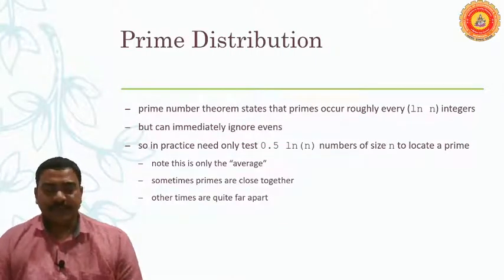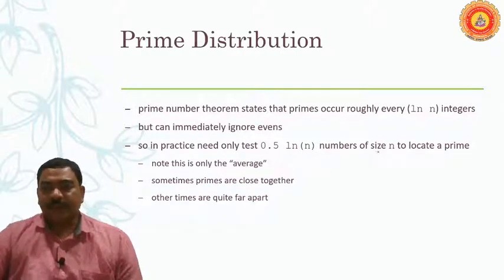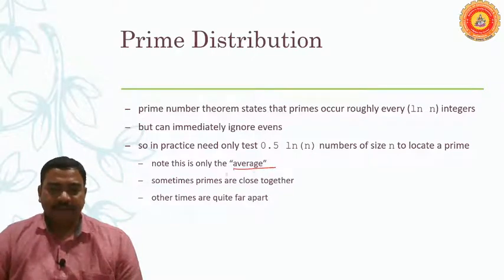Okay, prime distribution. The prime number theorem states that primes occur roughly every natural logarithm n integers, but we can immediately ignore the evens. So in practice, we need only test 0.5 log n numbers of size n to locate a prime number. Note this is only the average. Sometimes the primes are close together, other times they are quite far apart.